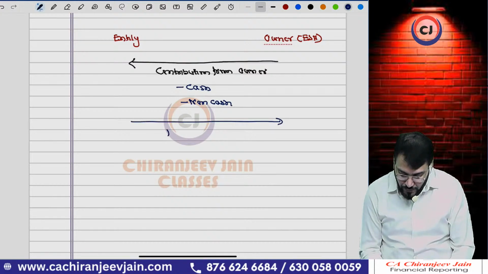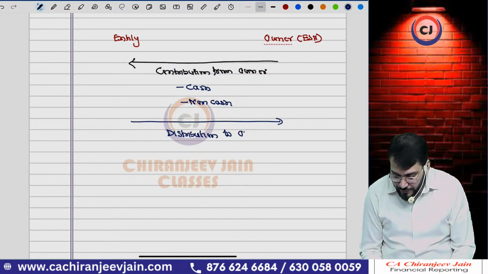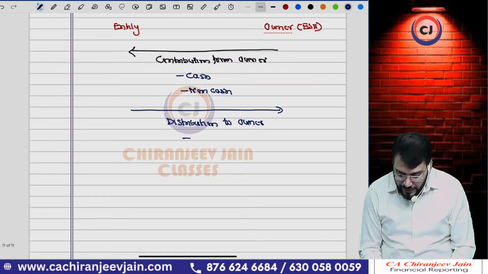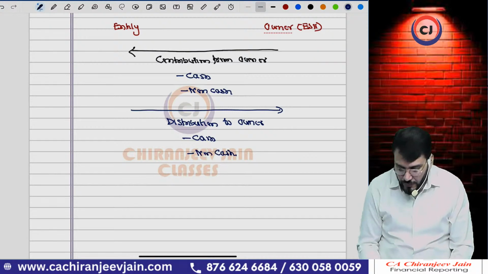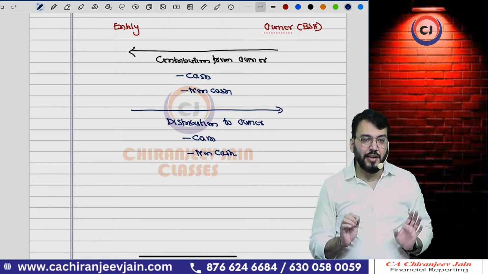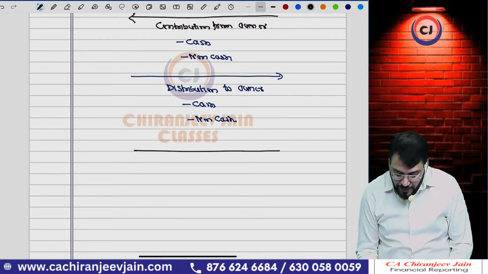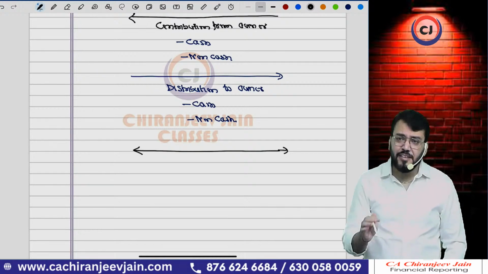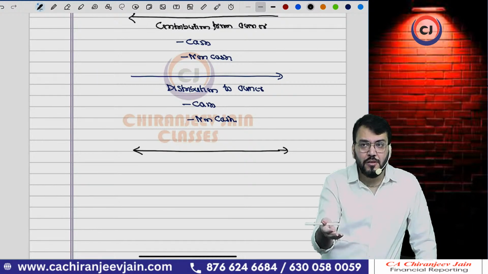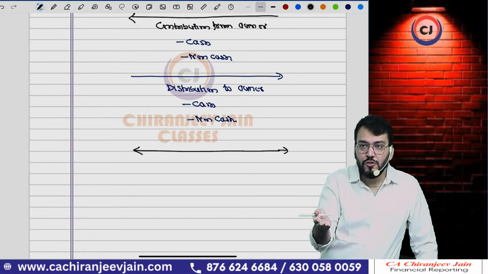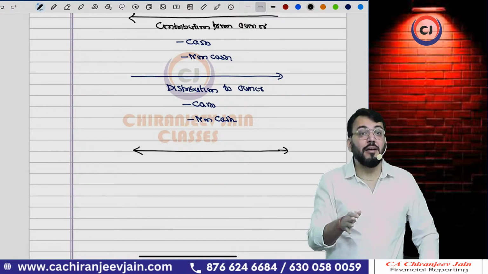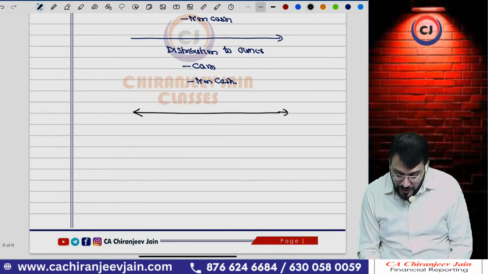Distribution to owner. So it can also be in cash or non-cash. Got this point? And the third transaction may be any other transaction. Means the entity can purchase some goods from the owner, but not in equity shares. There can be some other transaction also.